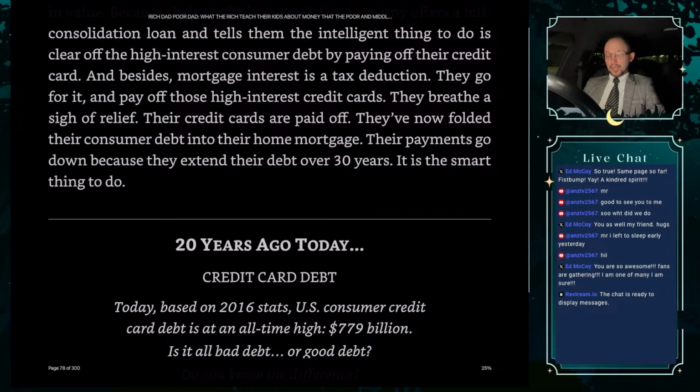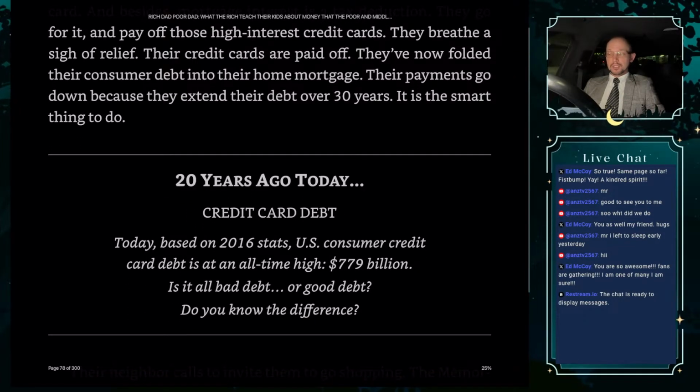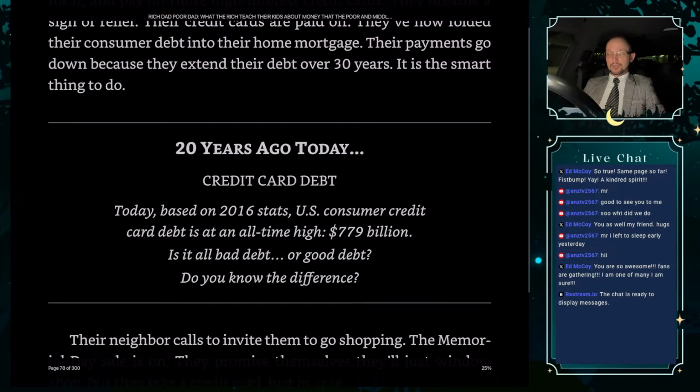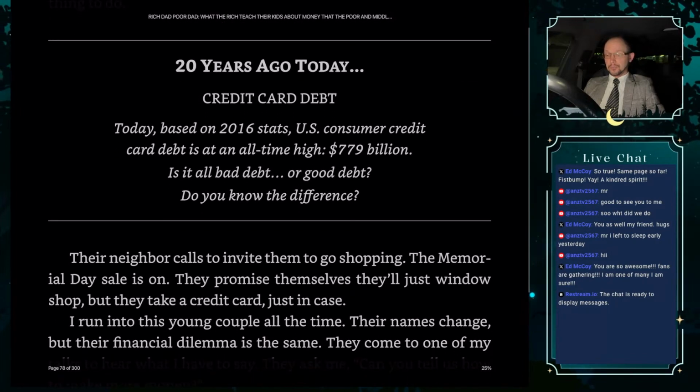They go for it and pay off those high interest credit cards. They breathe a sigh of relief. Their credit cards are paid off. They've now folded their consumer debt into their home mortgage. Their payments go down because they extend their debt over 30 years. It is the smart thing to do, or so they think.